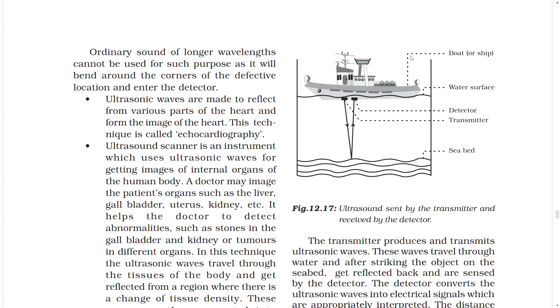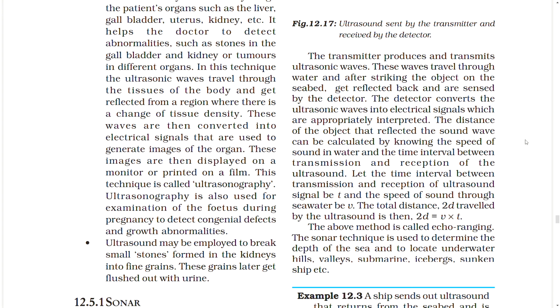Boat or ship, water surface, detector, transmitter, seabed. Figure: Ultrasound sent by the transmitter and received by the detector. The transmitter produces and transmits ultrasonic waves. These waves travel through water and after striking the object on the seabed, get reflected back and are sensed by the detector. The detector converts the ultrasonic waves into electrical signals which are appropriately interpreted.